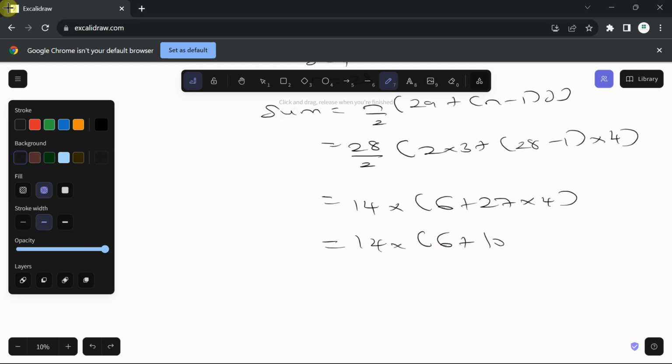So this is 108, right? If you do 6 plus 27 first and you multiply by 4, that will be wrong. You must understand that multiplication has a higher precedence than addition. So this will be 14 times 6 plus 108. If you do that in a calculator, that will give you 114. And you multiply it by 14, this will give you 1596. Let's see if our answer is correct.